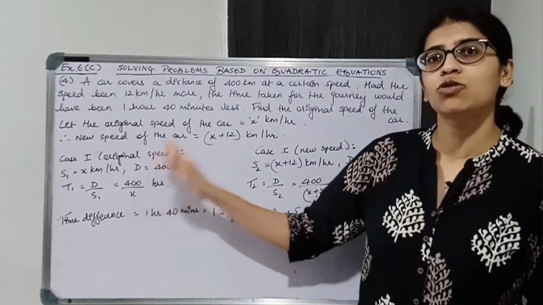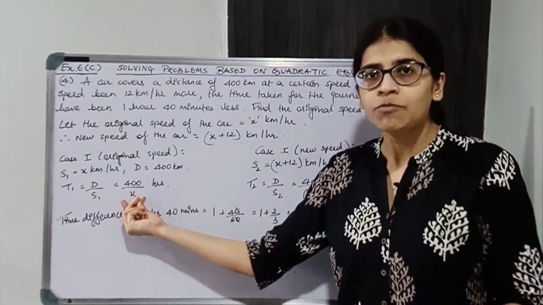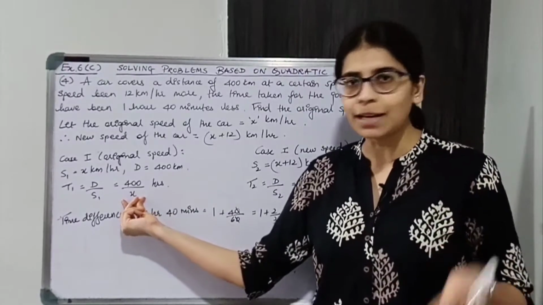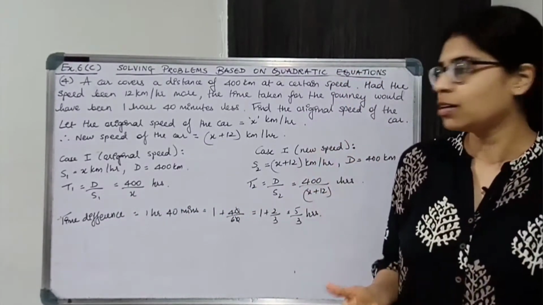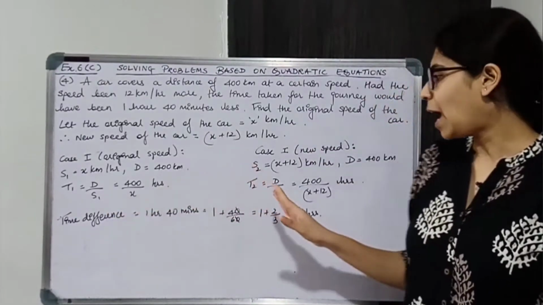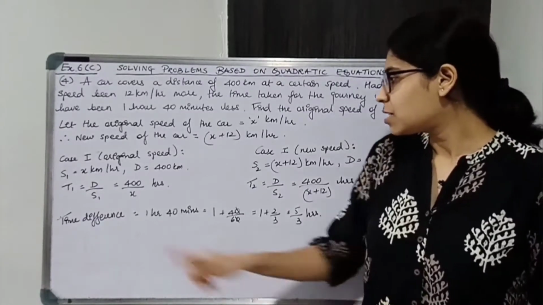डिनोमिनेटर जिसका ज़्यादा है वो स्मॉलर होगा, ऑपोजिट. तो यहाँ पे डिनोमिनेटर छोटा है तो टाइम विल बी मोर, स्पीड कम है तो टाइम विल बी मोर, यहाँ पे स्पीड ज़्यादा है तो टाइम विल बी लेस. ओके, सो T1 इज मोर एंड T2 इज लेस. ऑल राइट. So time difference is 1 hour 40 minutes.